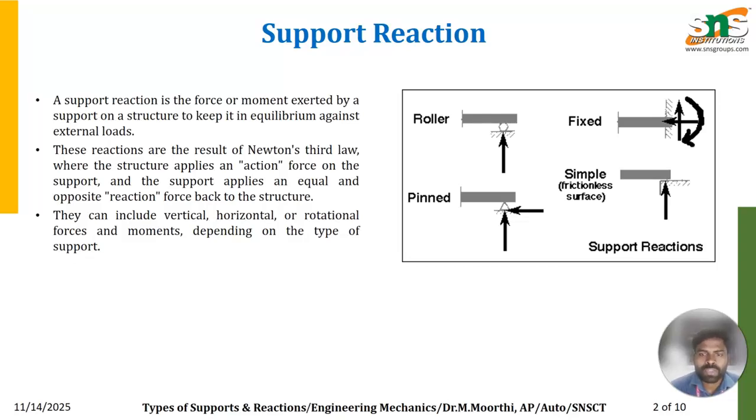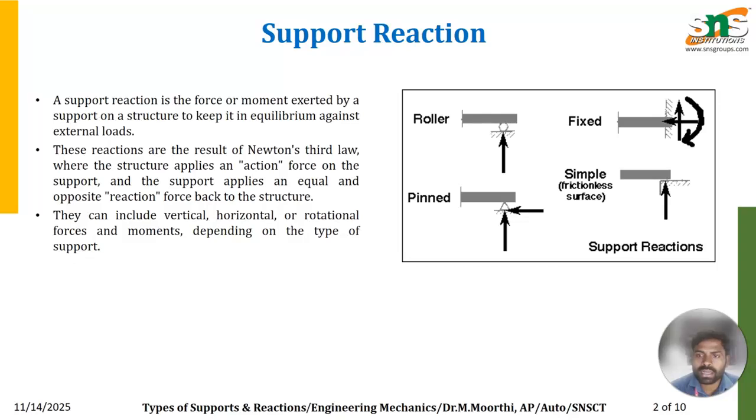For example, take the roller support. This roller support allows rotation and movement along an axis. If you take a horizontal roller, we have rotation and horizontal motion, so here we have a vertical reaction. Similarly, a vertical roller allows both rotation and vertical motion, so we have a horizontal reaction. Likewise, a hinged support allows only rotation.